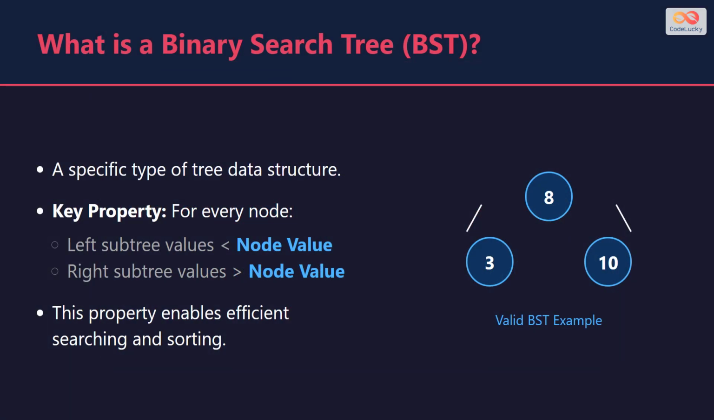Before we dive into the solution, let's quickly recap what a binary search tree is. A BST is a tree where every node follows a specific rule. For any given node, all values in its left subtree are strictly smaller than the node itself, and all values in its right subtree are strictly larger. This property is crucial because it allows us to make intelligent decisions about which parts of the tree to keep or discard without visiting every single node.